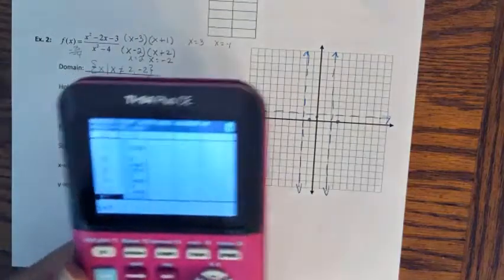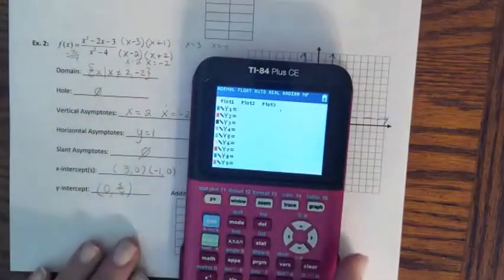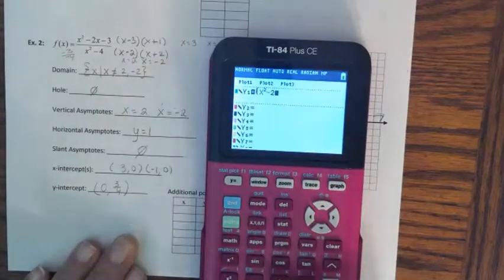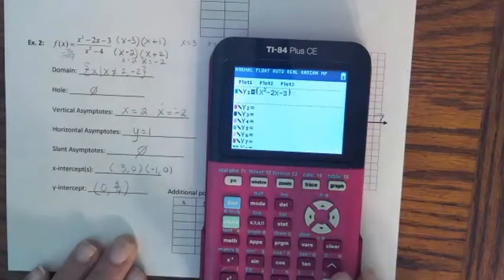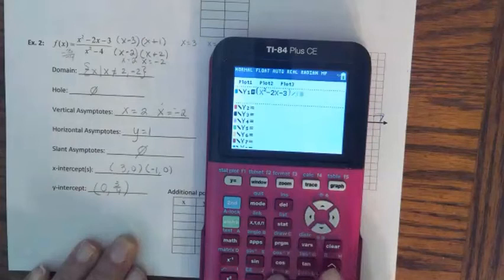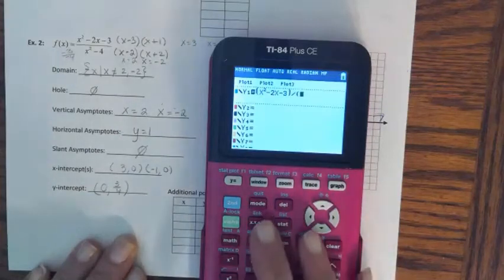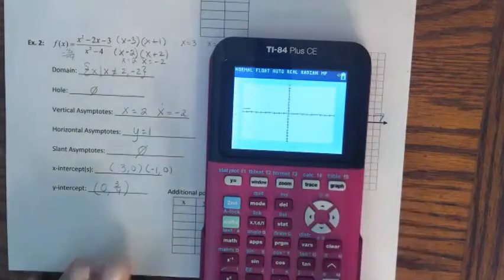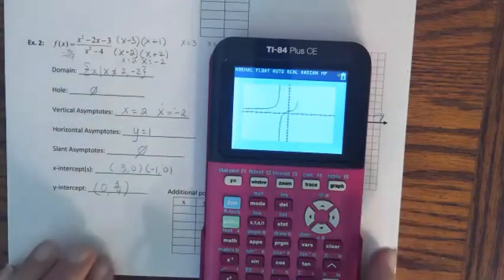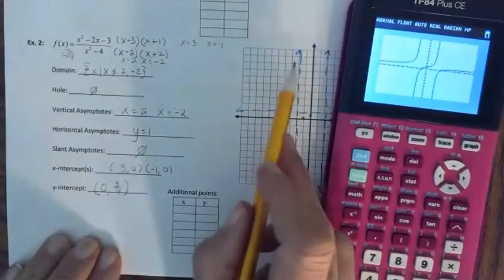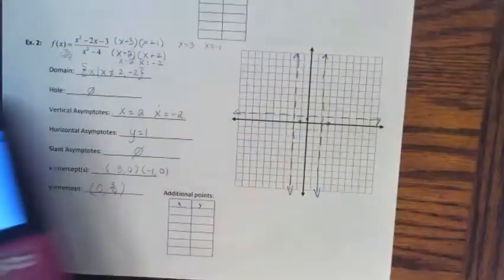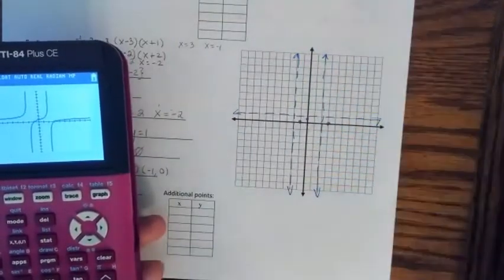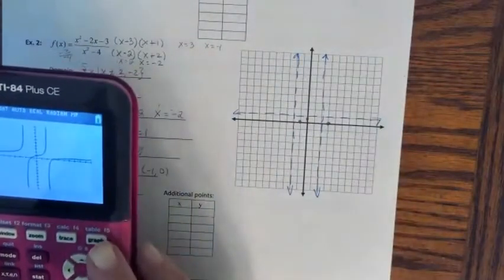All right, so let's go to our graphing calculator. So I'll clear that. I'm going to put the entire numerator in parentheses, divided by the entire denominator in parentheses, and hit graph. So you can see I have something in this region. I have something down here in this region. And then I have a little John Travolta in this middle region. So again, I'm going to want to get some more points from my table.